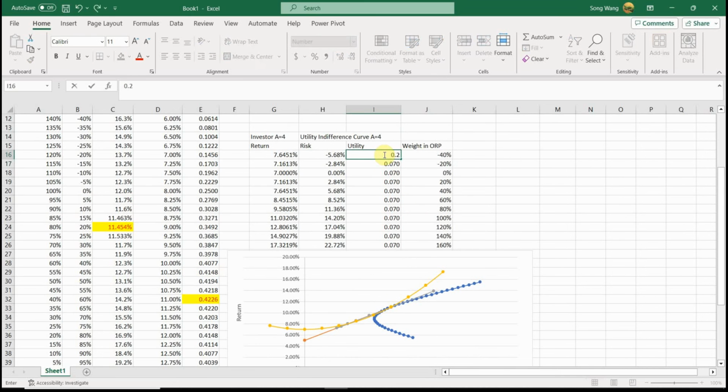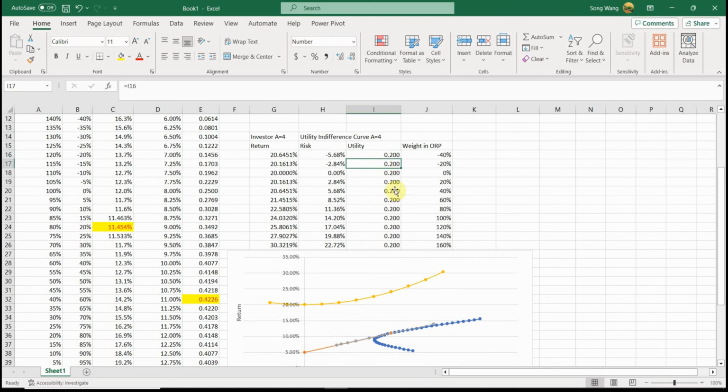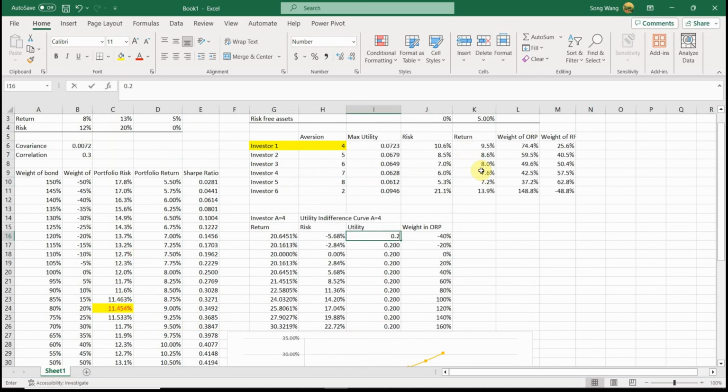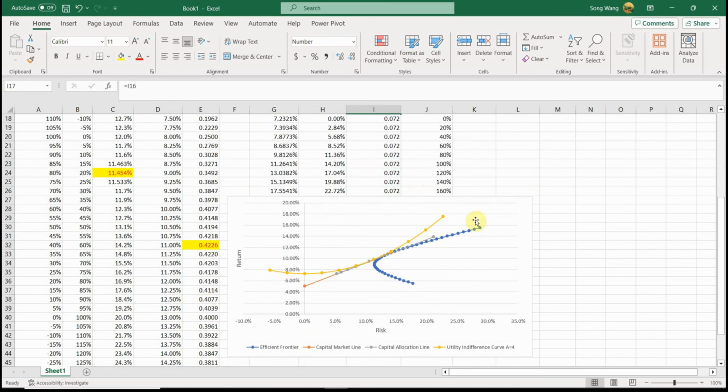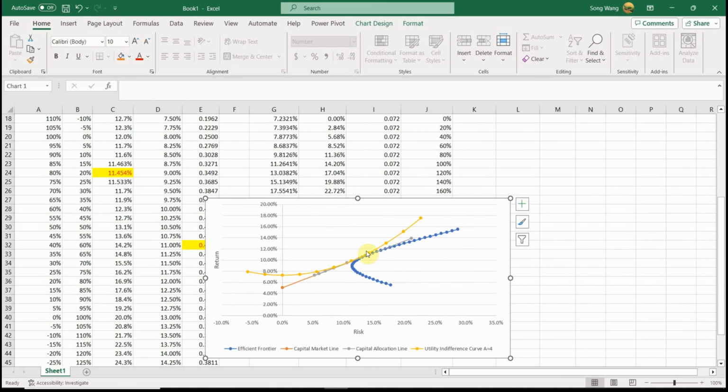So I can't do 0.2 because that's too high, and that's not even available by investing in this market, risk-free or stock and bonds. This utility cannot be reached. So I'm going to borrow the number here. I can see that my maximized utility based on the solver is this number. Okay, so I will just use 0.0723 as my utility, and you can see at this place my utility curve is the highest.